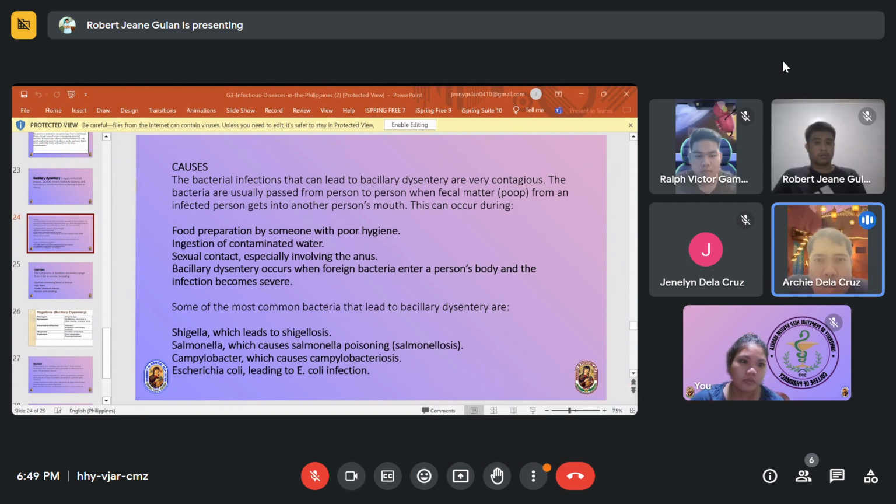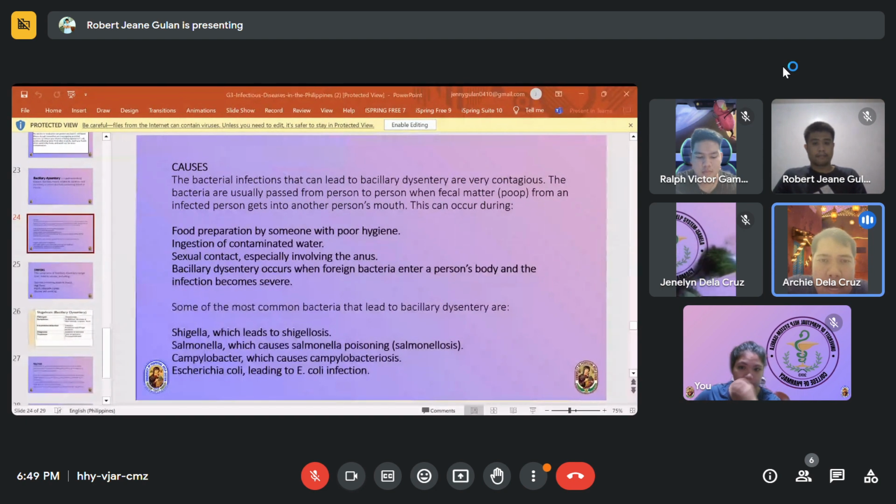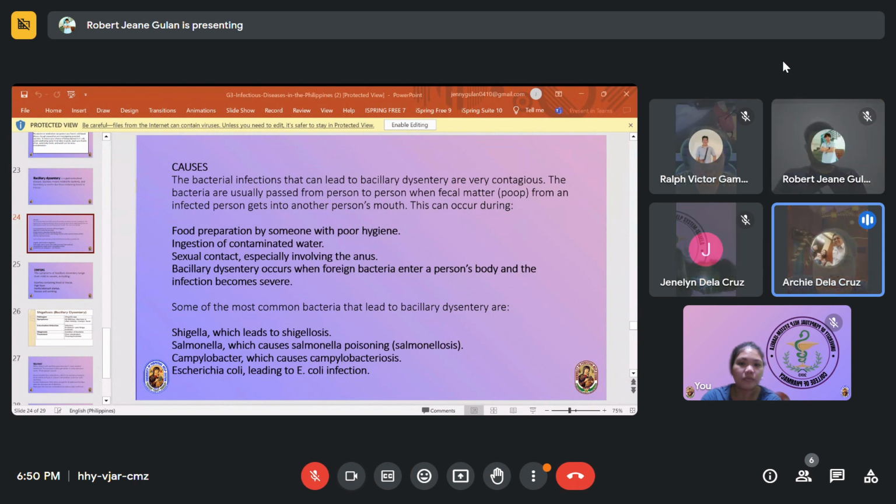Some of the most common bacteria that lead to bacillary dysentery are Shigella, which leads to shigellosis, Salmonella, which causes Salmonella poisoning, Campylobacter, which causes campylobacteriosis, and Escherichia coli, leading to E. coli infection. Okay.